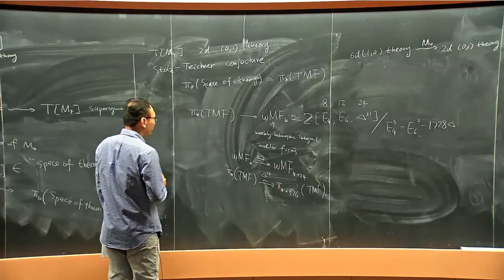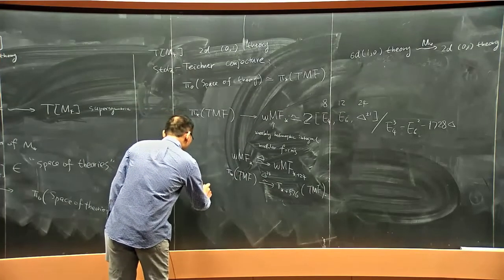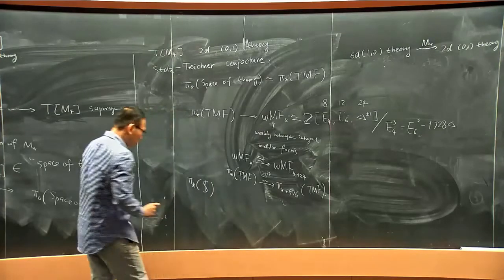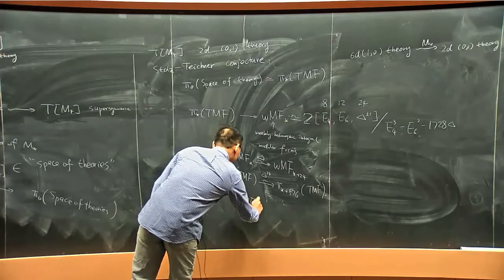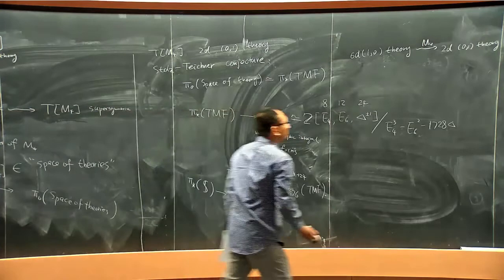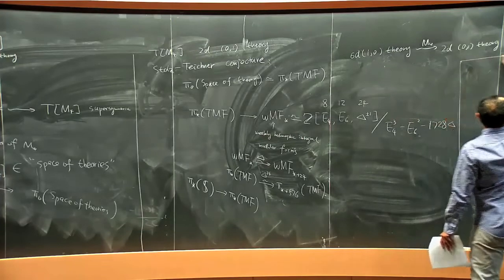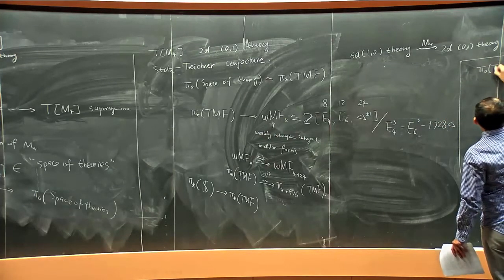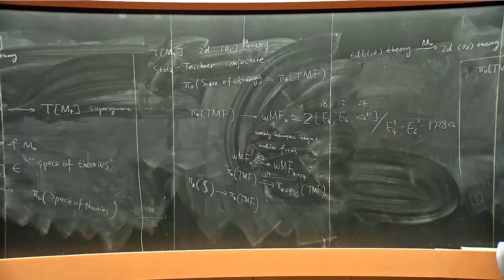Another map that gives you interesting information about the ring of topological modular forms is the map from the stable homotopy group of spheres into pi lower star TMF. And for example, TMF in degree zero is going to be a polynomial ring in a variable J, which is equal to E4 cubed over delta.